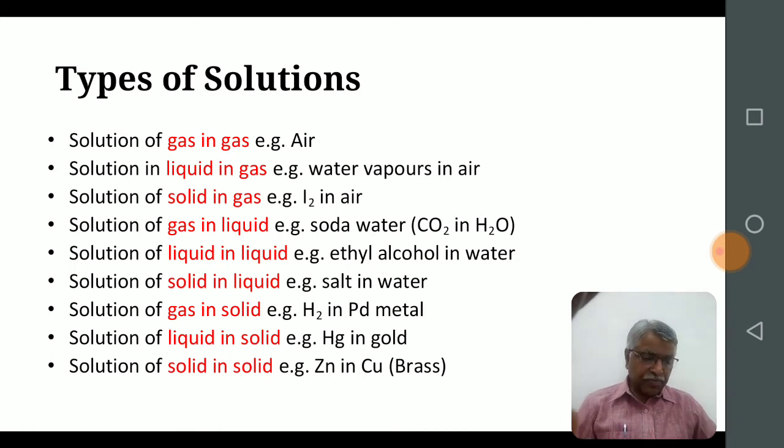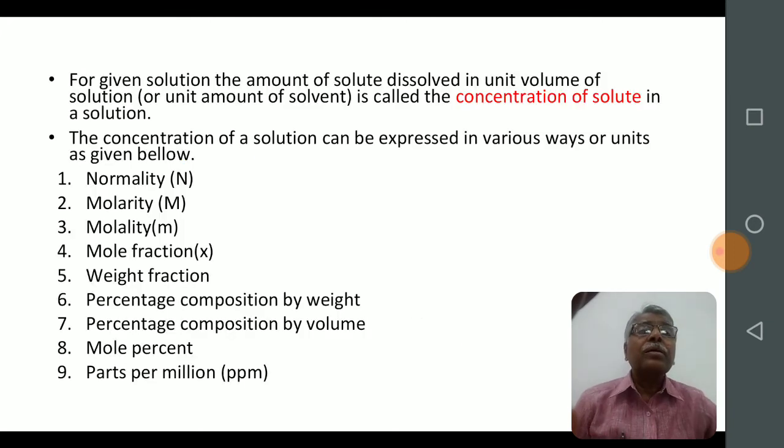For a given solution, the amount of solute dissolved in unit volume of solution is called the concentration of solute in a solution. The concentration of a solution can be expressed in various ways or units, such as normality. What is normality? The number of gram equivalents of solute present in 1 liter or 1 dm cube of solution is known as normality. Another term is molarity. The number of moles of solute present in 1 dm cube of solution is known as molarity.